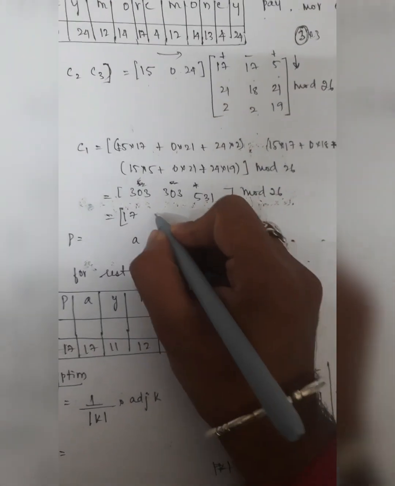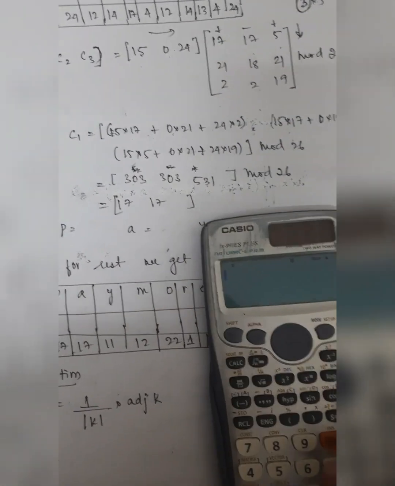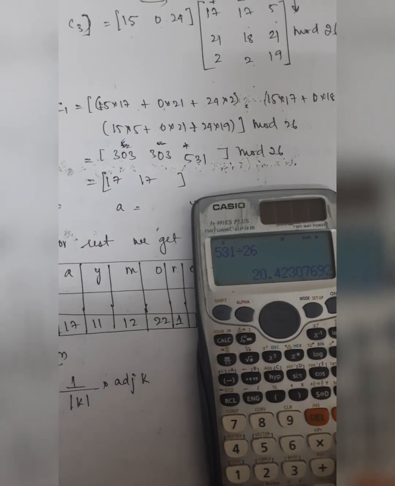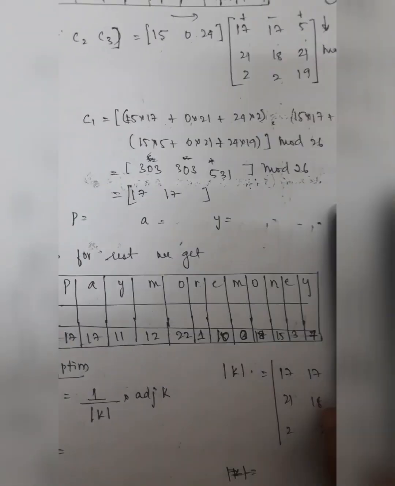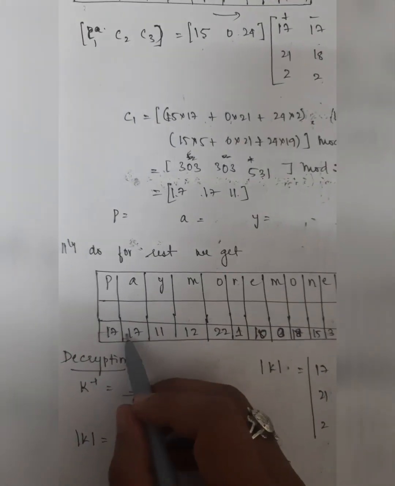Again 303 modulus of 26 will be again 17 only. Then next we have another number, that is 531. 531 divided by 26, minus 20 into 26, you will get it as 11. So you get 11. Okay, now 17, 17, 11.